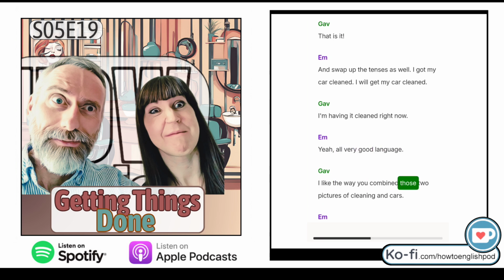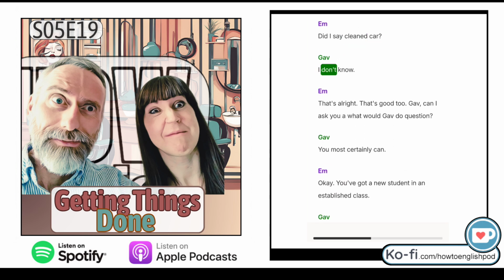I like the way you combined those two pictures of cleaning and cars. Did I say cleaned car? I don't know. That's all right.